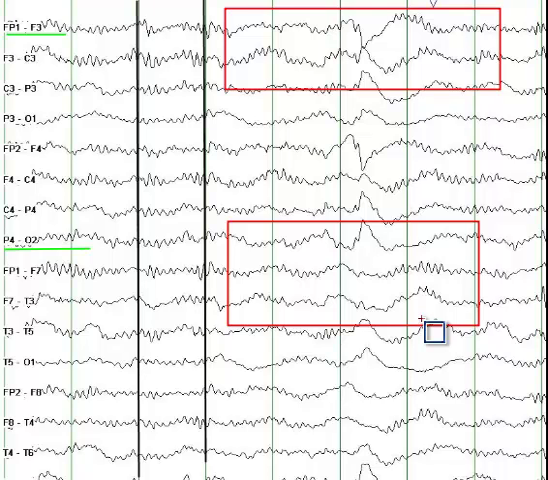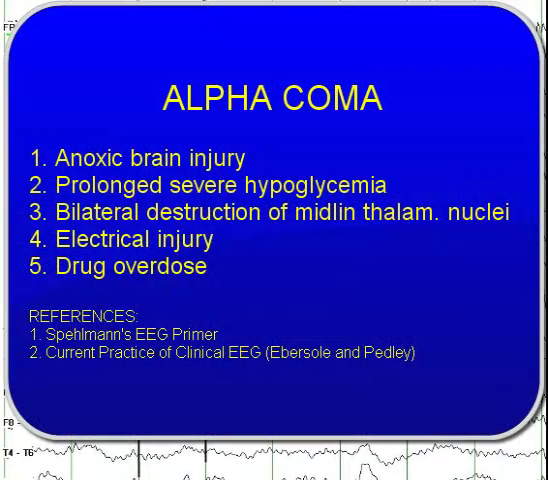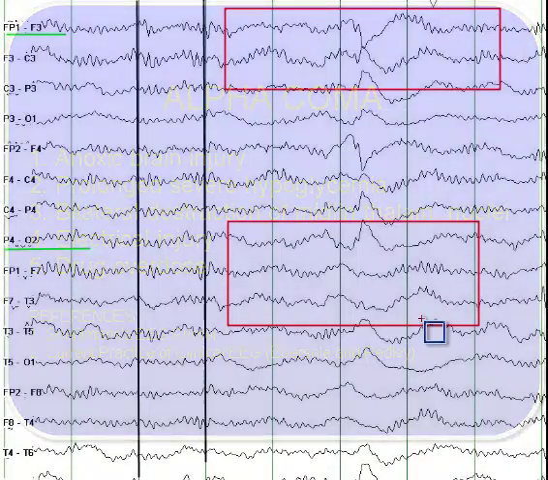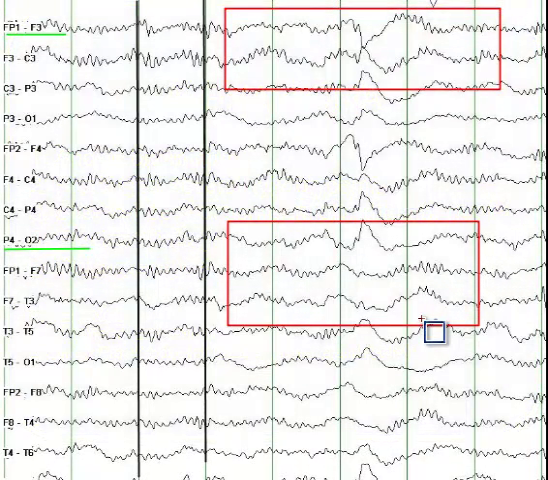There are a number of conditions that can give alpha coma. You can see that in patients who suffer anoxia from cardiac or respiratory arrest. Severe prolonged hypoglycemia can lead to alpha coma. Bilateral destruction of midline thalamic nuclei can lead to alpha coma. Alpha coma has also been described with electrical injuries and with drug intoxication.